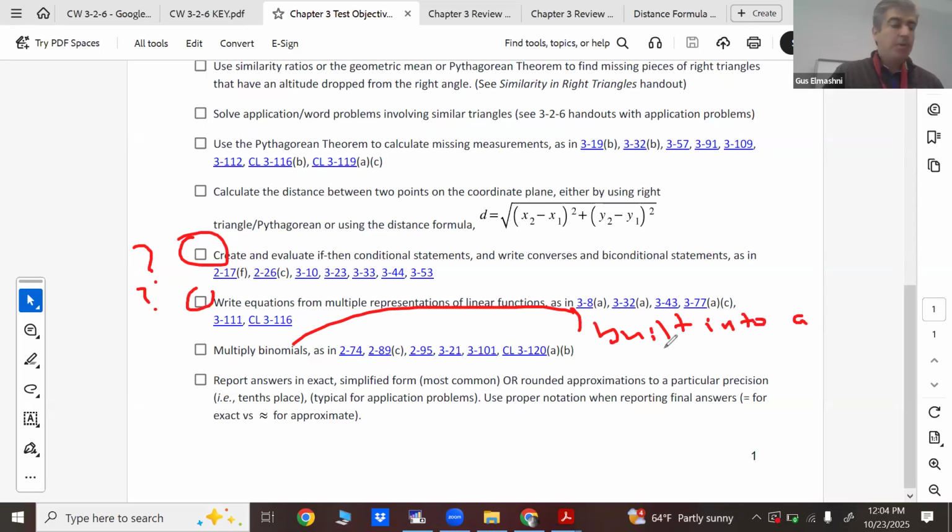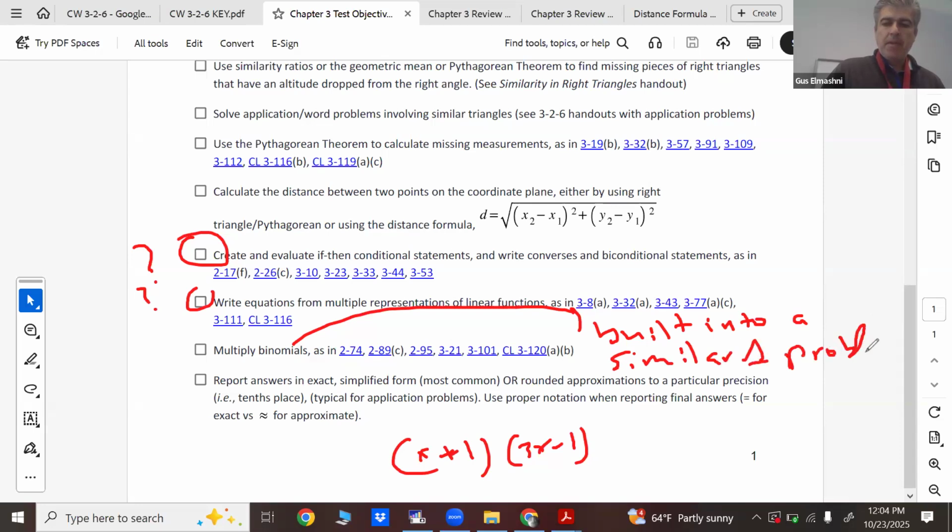But this one, you should know, this will be a part of a problem. Multiply binomials like this, just what we did in the previous problem. Oh, factor? It's not factoring. It's doing the opposite. FOIL, yep. Built into a similar triangle problem. But everything else, pretty much fair game.